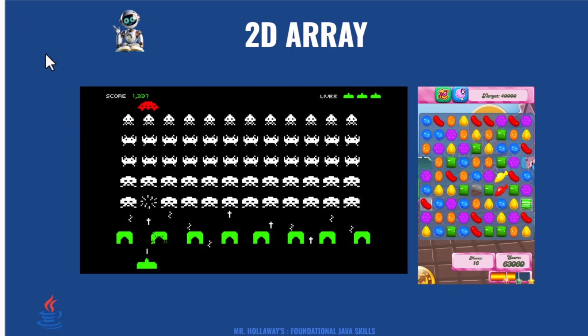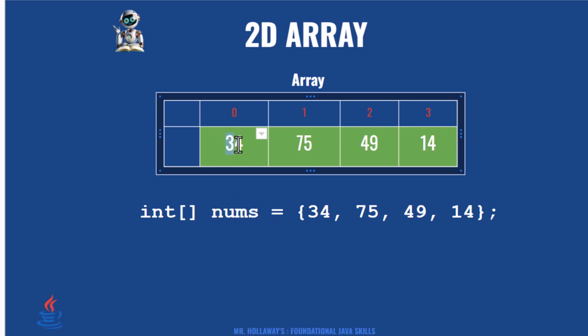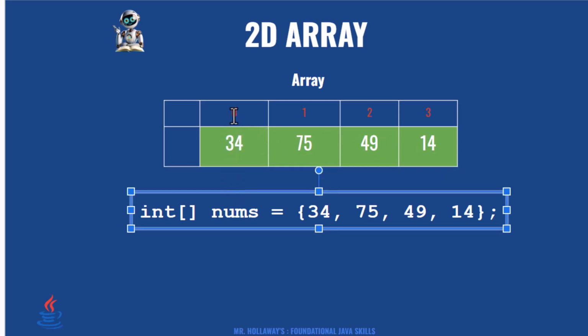Now let's look at what that looks like practically. But before we do that, let's look at this array. So if you remember, an array has a position. And so these numbers, 34, 75, 49, and 14, these are what's inside of the array. And then you also have the index. So if we wanted to pick 34 out of there, we would select or write index 0.